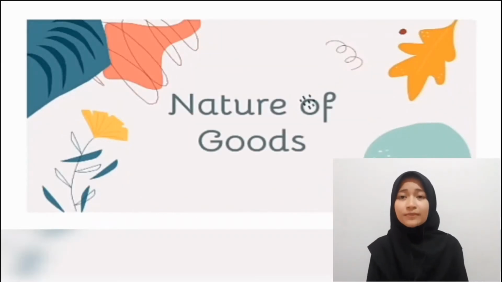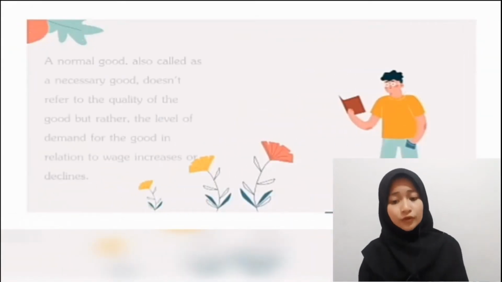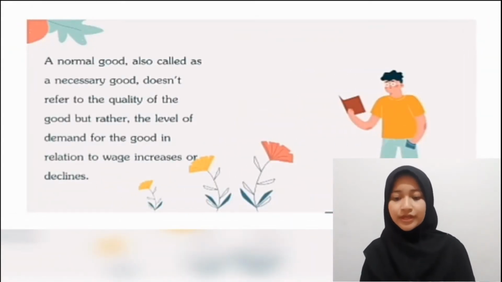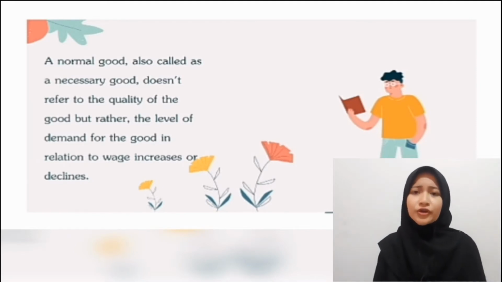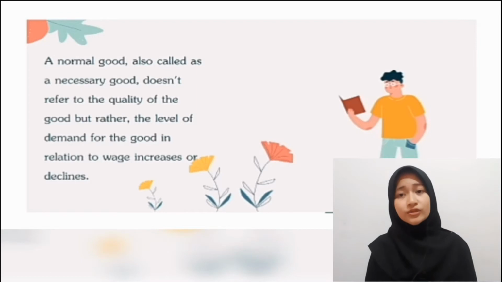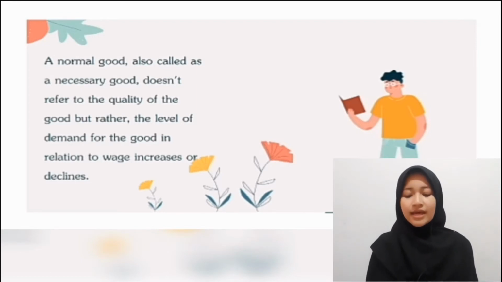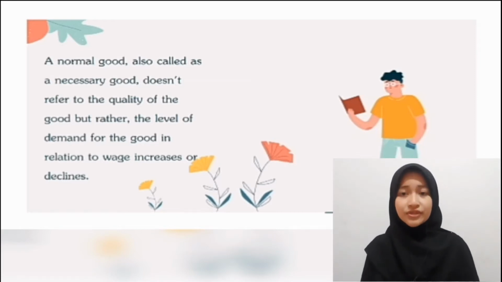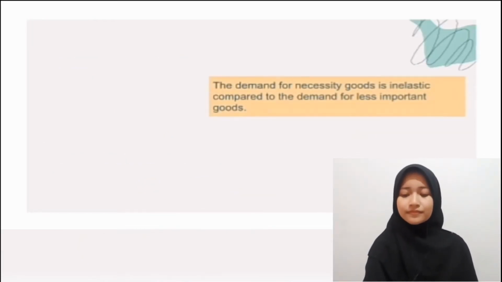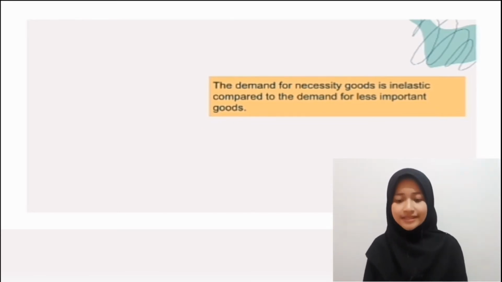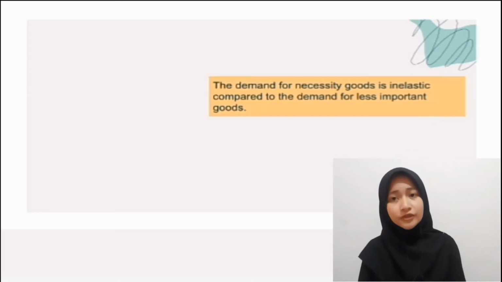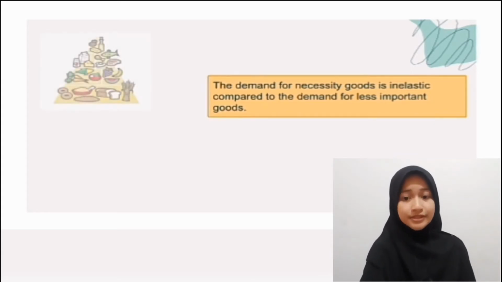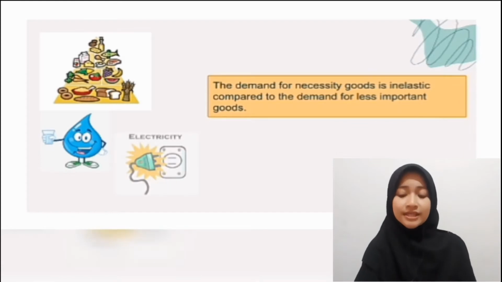Next, I will present the nature of goods. A normal good, also called a necessary good, doesn't refer to the quality of the good, but rather the level of demand for the good in relation to wage increases or declines. Goods can be broadly categorized as necessary goods and luxury goods. The demand for necessary goods is inelastic compared to the demand for less important goods, such as food, water, and electricity.